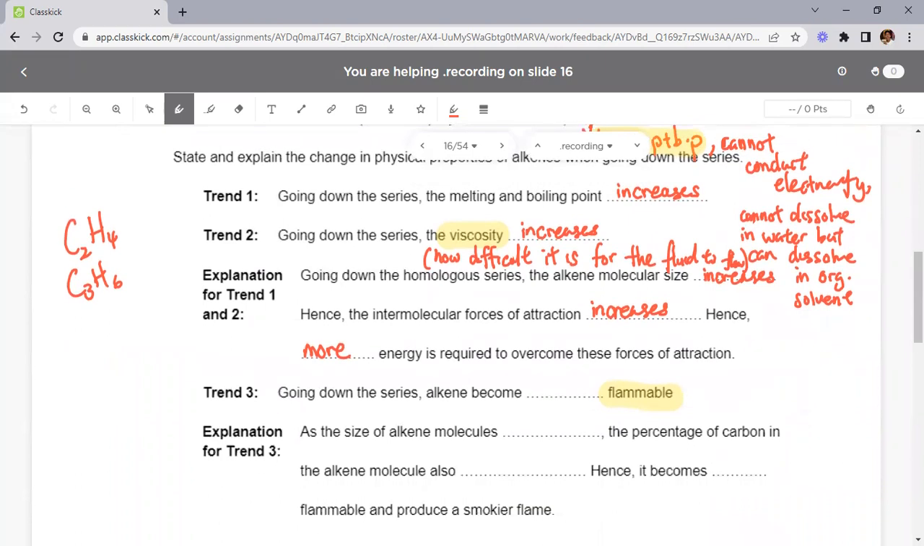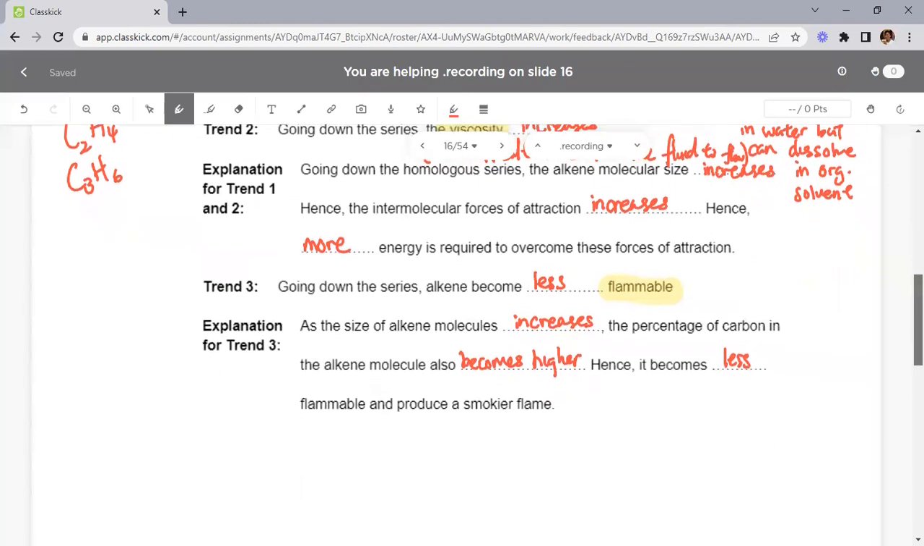Next one, going down the series, alkenes become less flammable. It's harder to burn. So the question is, why is it harder for alkenes to burn? It's really because as the size of the alkene molecule increases, the percentage of carbon in the alkene molecule also increases. So when the percentage of carbon becomes higher, it becomes less flammable and it produces a smokier flame.